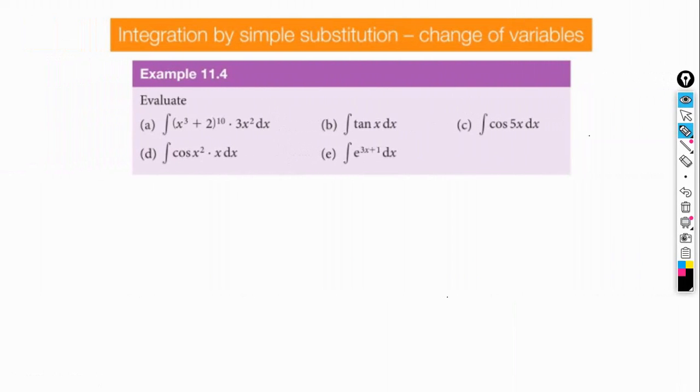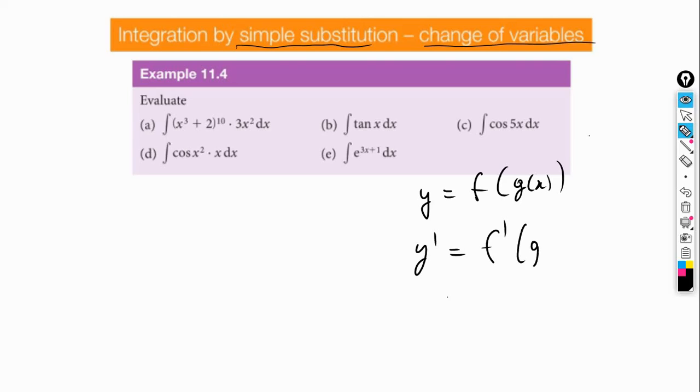So next we're going to take a look at integration by simple substitution, also known as change of variables. First of all, let's suppose you have a function y is equal to f of g of x. So how do we do the derivative of this? Well, remember that we would have to apply the chain rule. To do the chain rule, we do the derivative of the outside function, leaving the inside function intact, and we multiply that times the derivative of the inside function. So this is the chain rule.